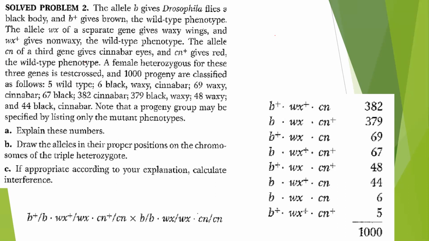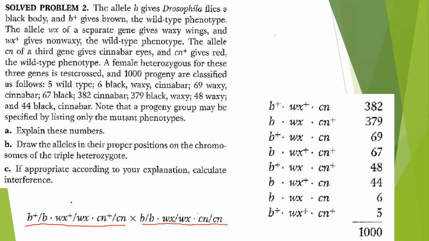So solve the problem. In this problem, I'm going to give you a 3-point test cross. We should have no problem with these concepts, right? Here we know these 3 genes are on the same chromosome. They are linked, but we do not know their arrangement on the chromosome. So we need to derive the genetic map for these 3 genes. And this is the classical way we can do it. We do the 3-point test cross, right?